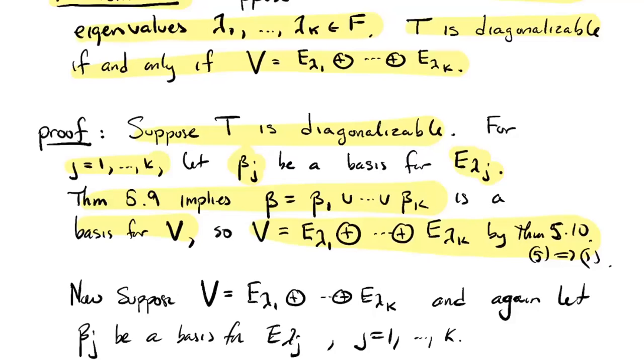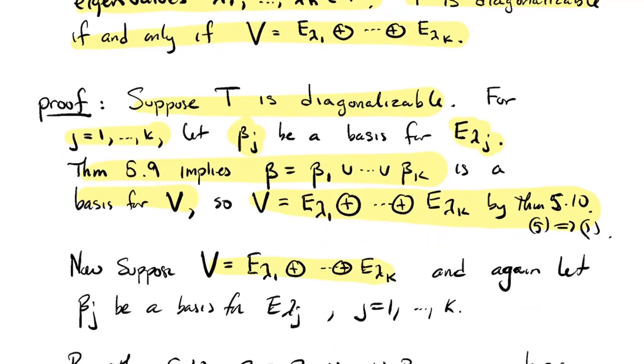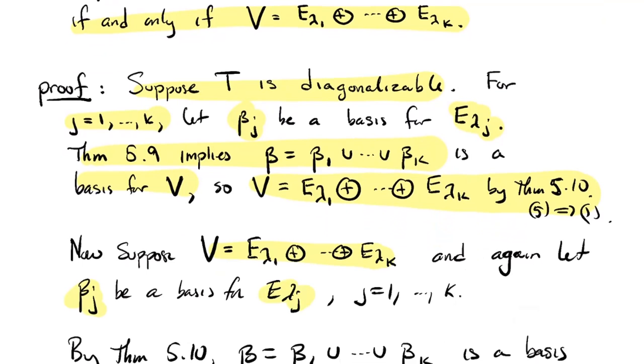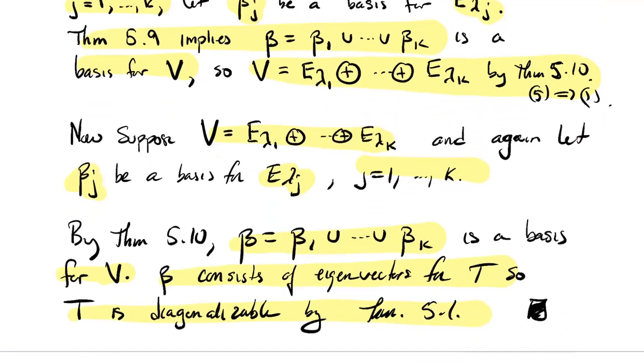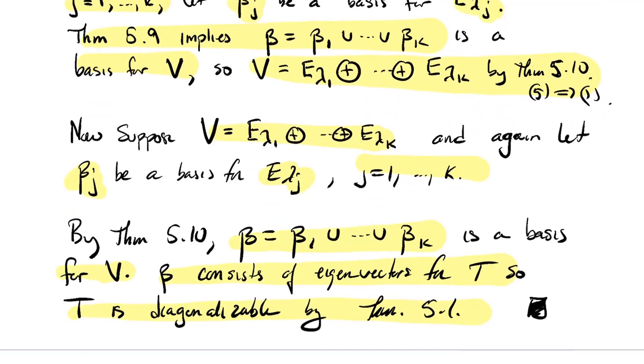Cool. Conversely, if V is a direct sum of those eigenspaces, again, let beta j be a basis for the jth eigenspace, j a number between 1 and k. Then again, by theorem 5.10, if you union those bases together, you get a basis for V, right? Because V is a direct sum of these things. But then that basis, beta, would be a basis consisting of eigenvectors. And so by theorem 5.1, your operator is diagonalizable. Okay, so there's a little bit of structure in order to describe this. When is an operator diagonalizable? Precisely when its eigenspaces form a direct sum decomposition of the entire space. All right, thanks for listening.